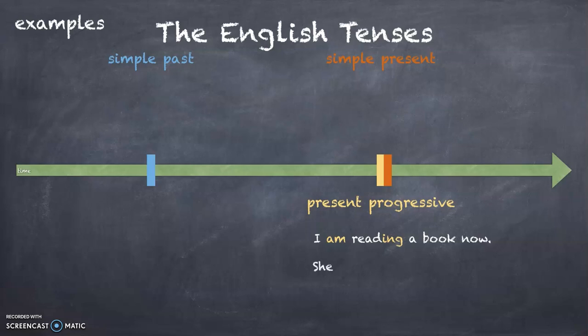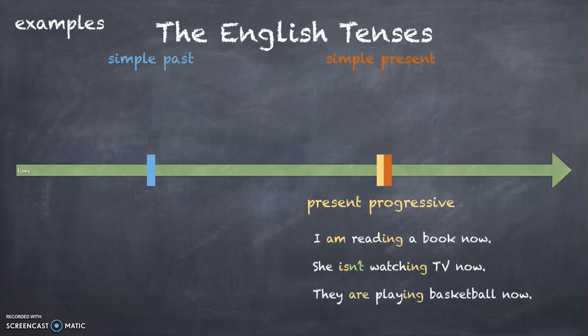In the next example, I made a negative sentence. So you have she, the form of be is with the personal pronoun she. Watching is the verb in the ing form, and you have isn't as a negative form. You can also use the long form is not if you like. And the last example, they are playing basketball now. Are is the form of be when you have the personal pronoun they, and again the verb has an ing ending.